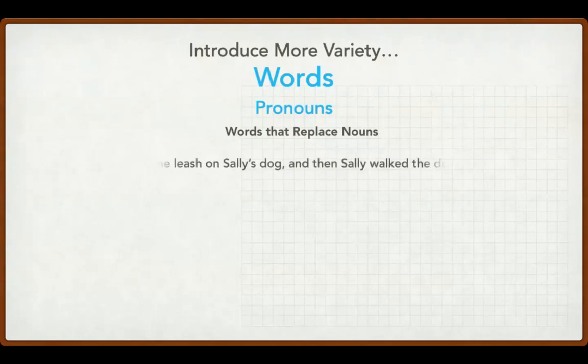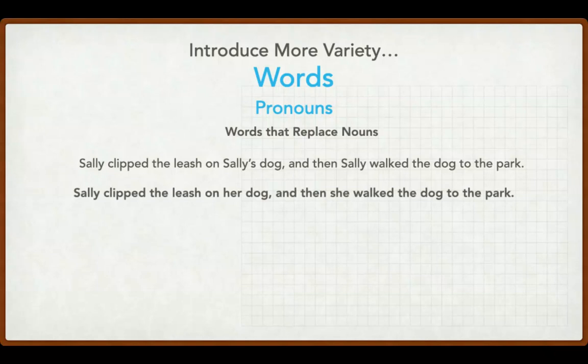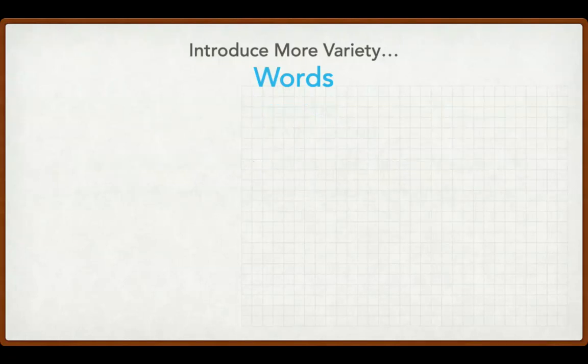Consider this sentence. Sally clipped the leash on Sally's dog, and then Sally walked the dog to the park. Now, to make this sentence more interesting and less repetitive, use pronouns as a substitute for Sally. Sally clipped the leash on her dog, and then she walked the dog to the park. That's better.